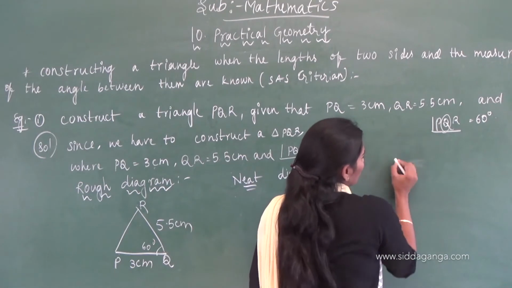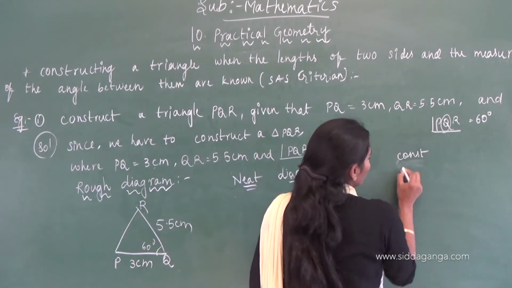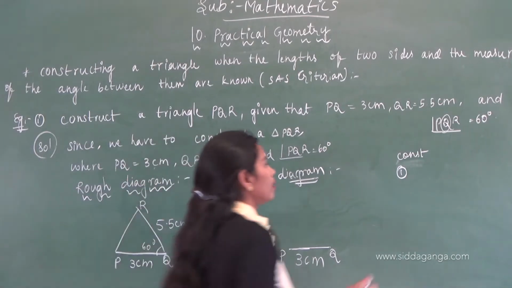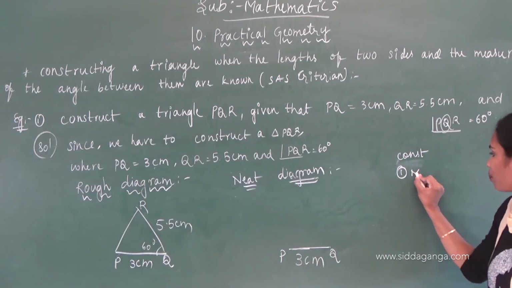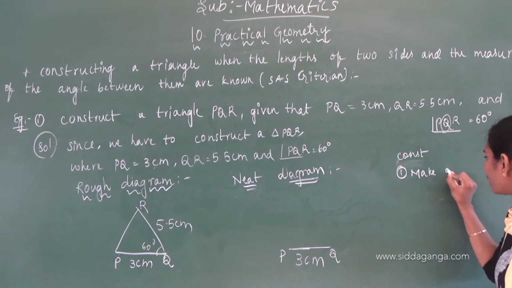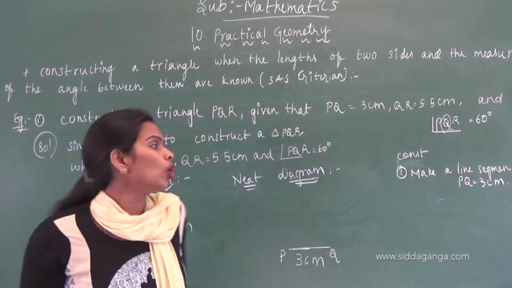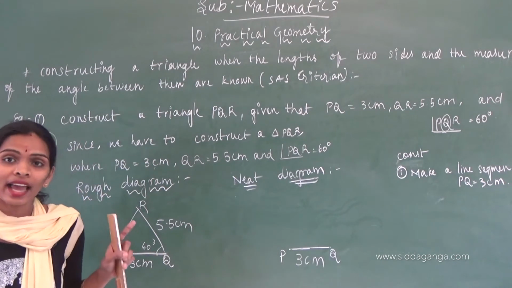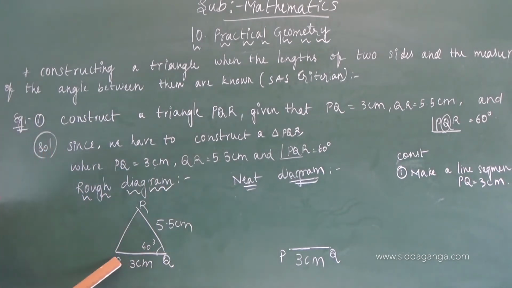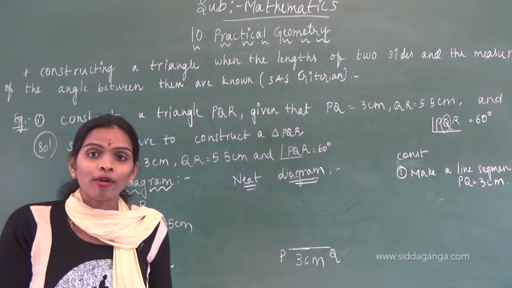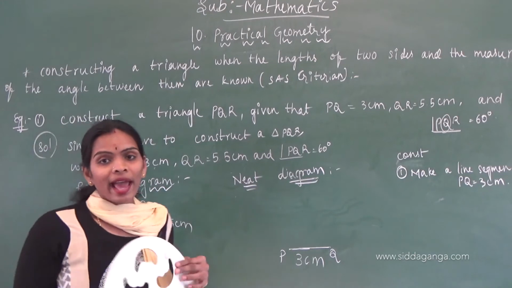And then in the construction steps, you first have to write: make a line segment PQ equals 3 centimeters. And then what you have to do is draw an angle by using the protractor.